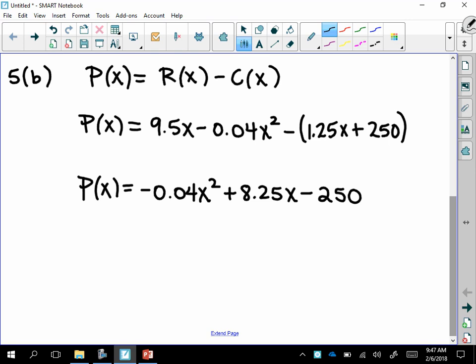how many boxes of candy must the firm sell to maximize the profit? We're working with our profit function. So x equals negative b over 2 times negative a. So again, make sure you put that entire denominator in parentheses when you put it in your calculator. So negative 8.25 divided by parentheses, 2 times negative 0.04. And what do you get for x?